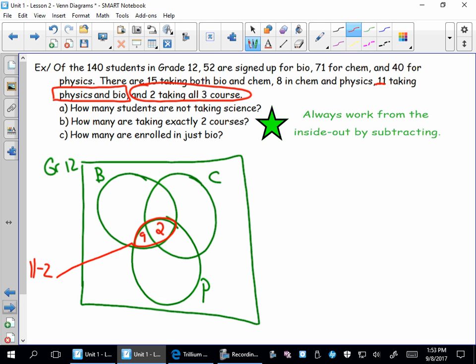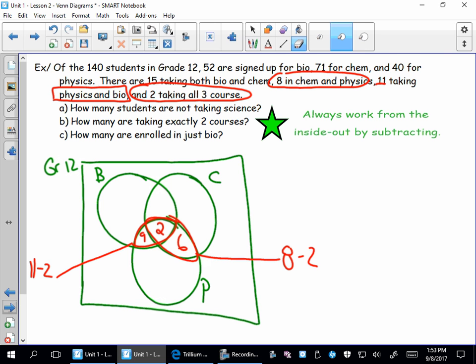And we do it again for chem and physics. Chem and physics would be this overlap. It's supposed to have 8 in there, but I already have 2 in that circle, so I've got 6. So 6 people are taking just chem and physics. They're not taking bio. Okay, same thing for the next one. We have 15 people taking bio and chem. I already had 2 in here, so I need 13 in that circle.